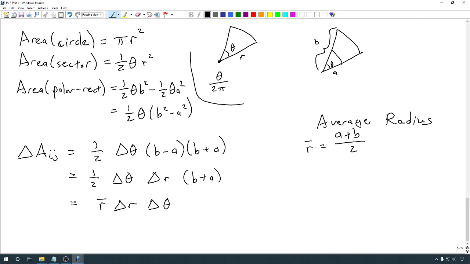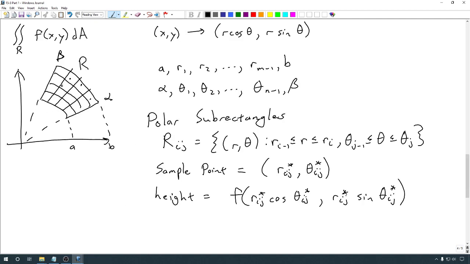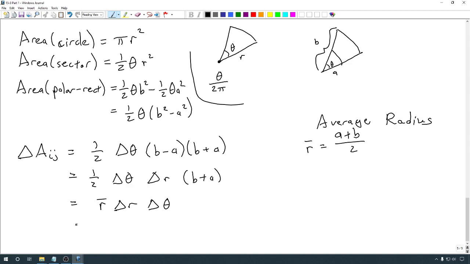Unfortunately, that's still not quite exactly what we want it to be, because we don't really have R bar as something that's being worked with in any of these subrectangles. But since we're going to take all these polar subrectangles and shrink them down, we're going to turn this into a limit. We're going to be looking at ones where there's not a big difference between our R values. In fact, when we look at our sample point here, the Rij star is not going to be very different from this average radius. So we're going to approximate our area using Rij star instead of R bar.